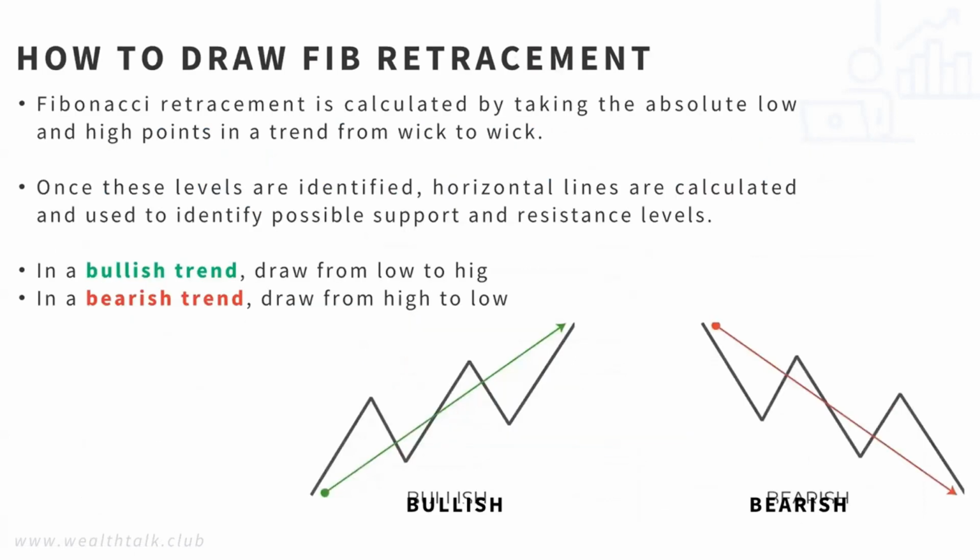How to draw Fib retracement? Fibonacci retracement is calculated by taking the absolute low and high points in a trend from wick to wick. Once these levels are identified, horizontal lines are calculated and used to identify possible support and resistance levels.